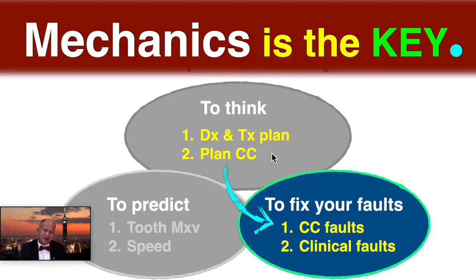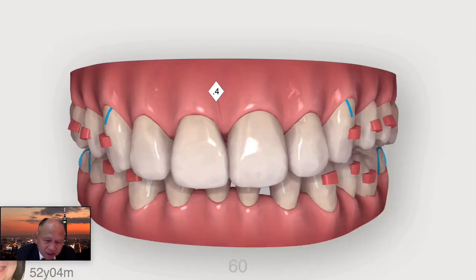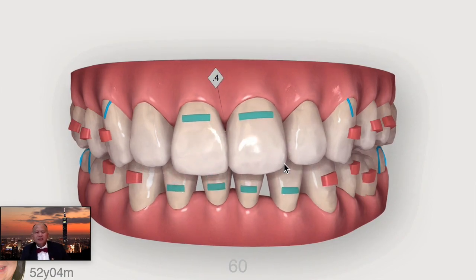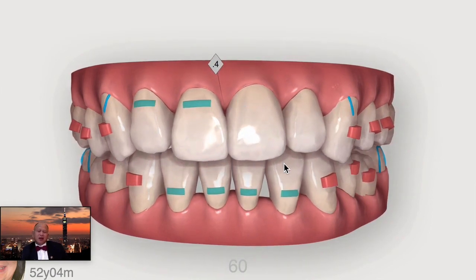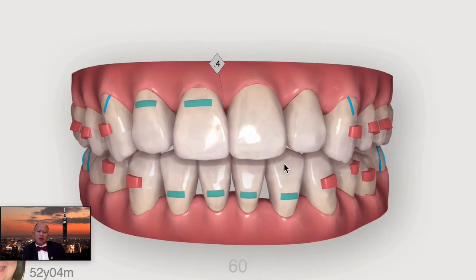So once you know the mechanics, and the diagnosis and treatment plan are right, and the ClinCheck is reasonable, it will be easy for you to fix the mistakes and problems you find in the clinic. Let me give you one example. How would you fix a case like this? Easy, deep bite. Did you see that deep bite?